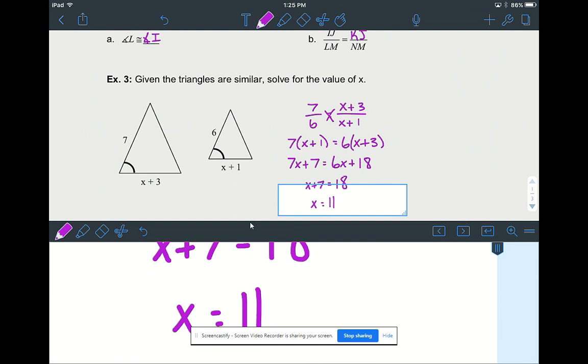Everybody good with that? All right, hopefully you're good with that. Flip the page.